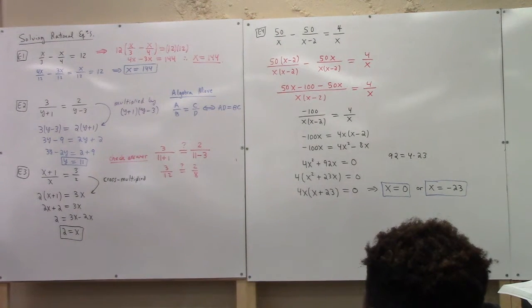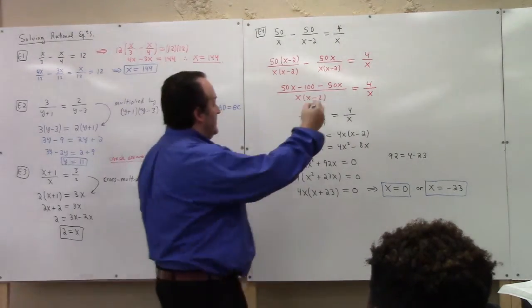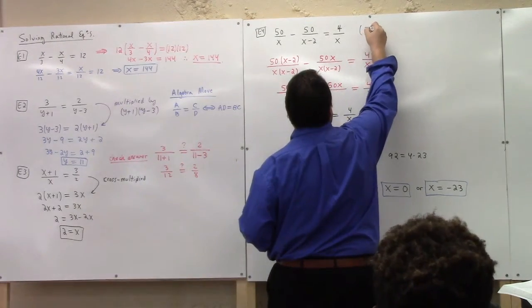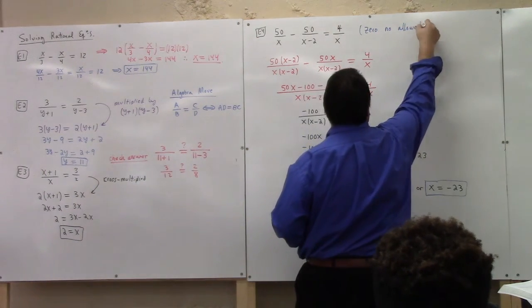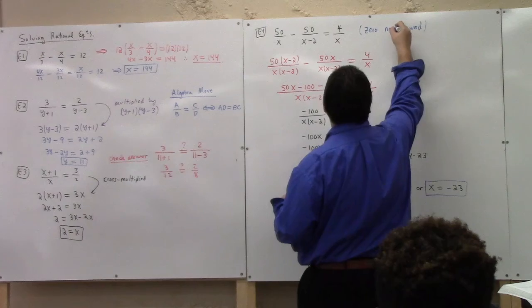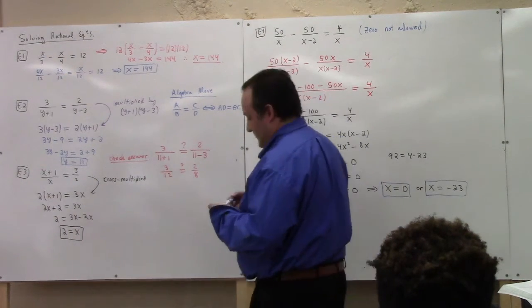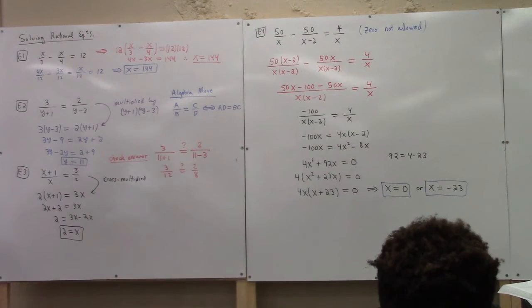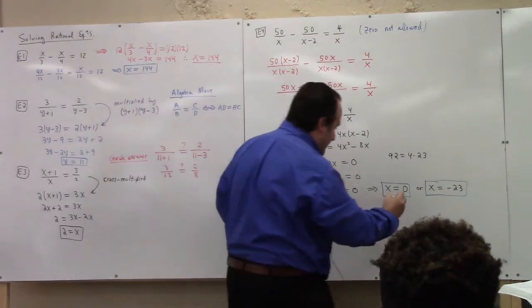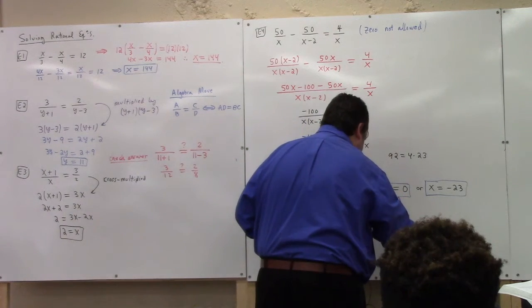I heard 0. Very good, because 0 is not in the solution set. Notice that 0 is not allowed there. Division by 0, right? So this 0 is what's called an extraneous solution. It's not even in the solution set, you know?